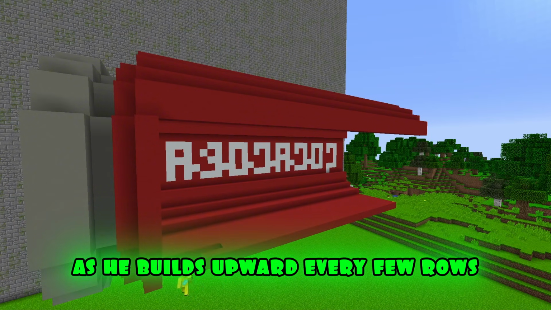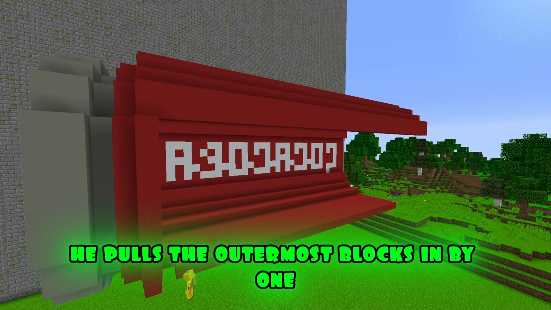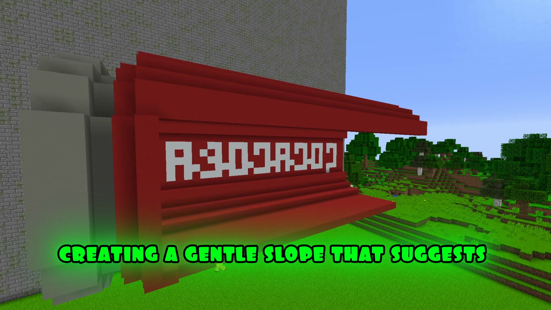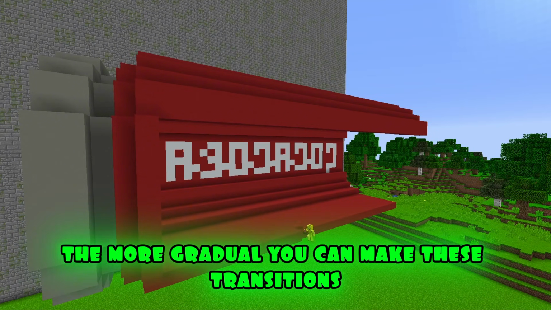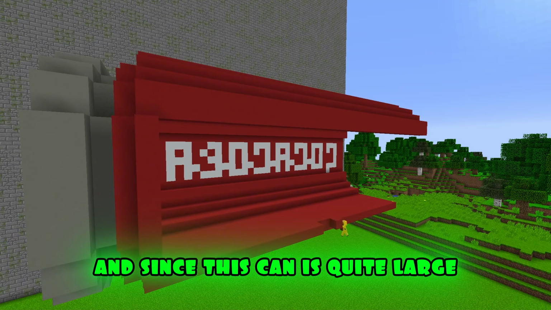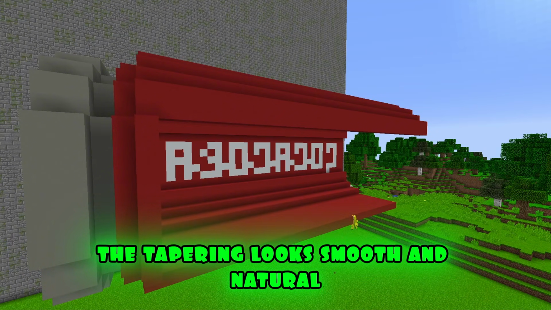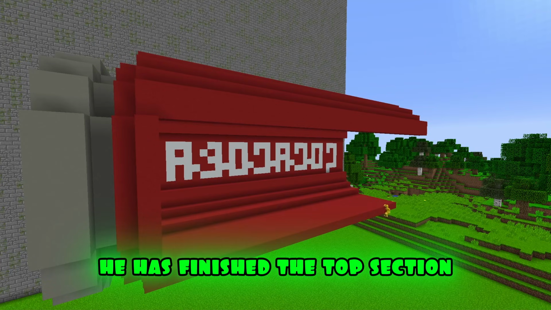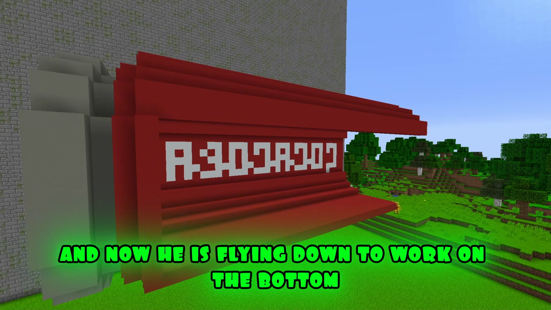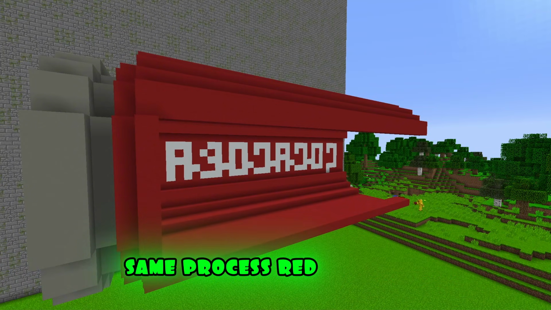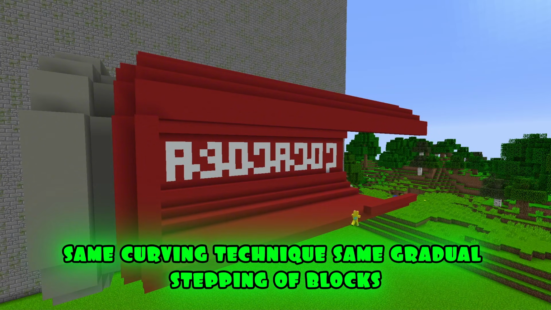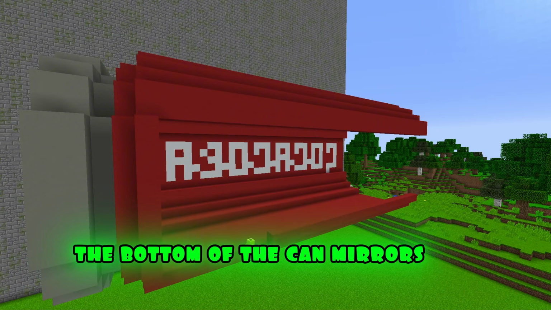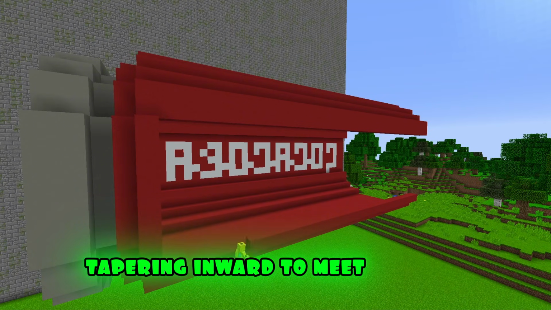Every few rows, he pulls the outermost blocks in by one, creating a gentle slope that suggests curvature. The bigger the build, the more gradual you can make these transitions, and since this can is quite large, the tapering looks smooth and natural. He has finished the top section, and now he is flying down to work on the bottom. Same process, red concrete, same curving technique, same gradual stepping of blocks. The bottom of the can mirrors the top, tapering inward to meet the base.